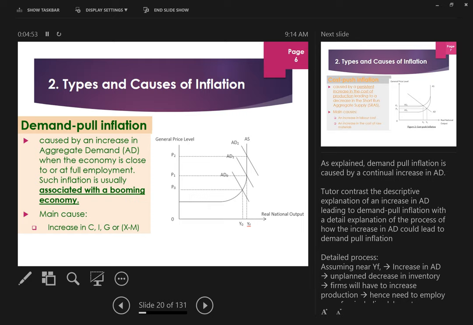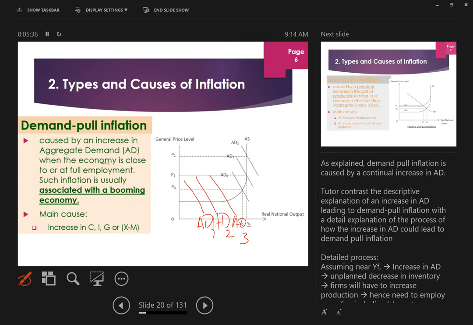When do we have demand pull inflation? Demand pull inflation occurs when we assume, and this assumption must be very clearly stated, that we are close to or at full employment. Because if this assumption does not hold, say AD increases at the horizontal portion of your AS, do we have demand pull inflation here? The answer is no. So it is important that you state this very clearly.